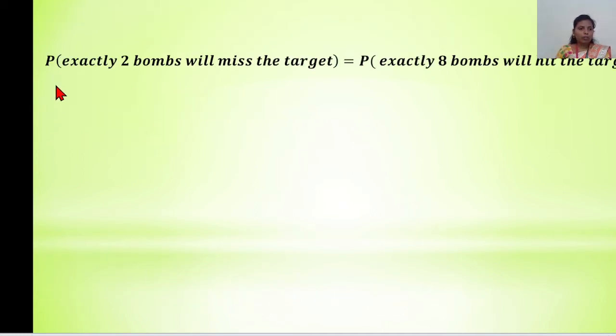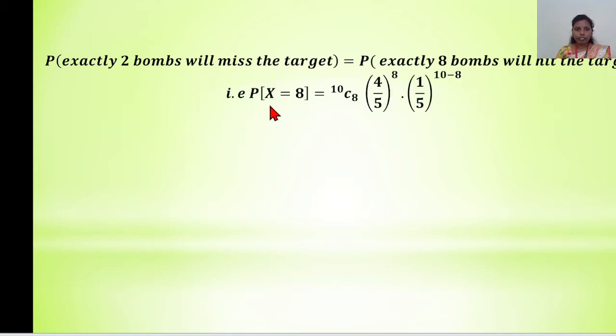Now we have to find the probability that exactly 2 bombs will miss the target. Here the total bombs are 10, therefore we can find the probability that exactly 8 bombs will hit the target. That is probability of X equal to 8 is equal to 10C8 into 4 upon 5 raised to 8 into 1 by 5 raised to 10 minus 8.